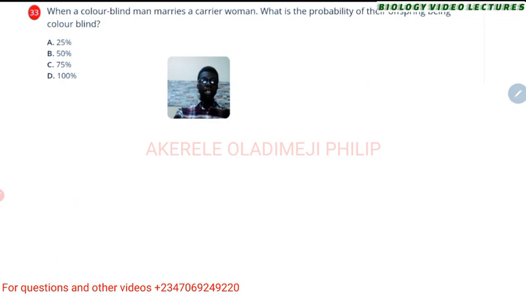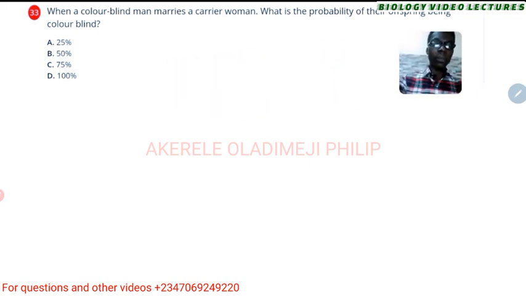Now it says here, when a colorblind man marries a carrier woman, what is the probability of the offspring being colorblind? I think I'll have to do a little explanation here. Quickly listen. This might take a little while, but I think it's going to be worth it. Now, when we say colorblind, it is X-linked. That means it's present on the X chromosome. Now, bear in mind that females have two X chromosomes, while males have XY.